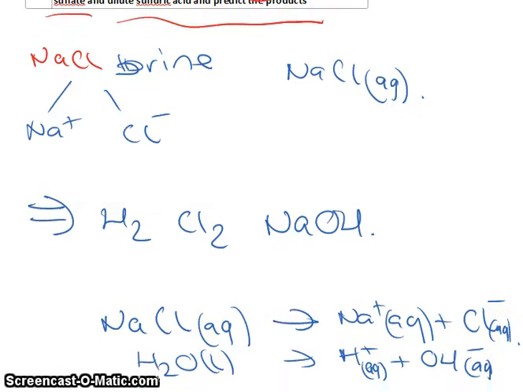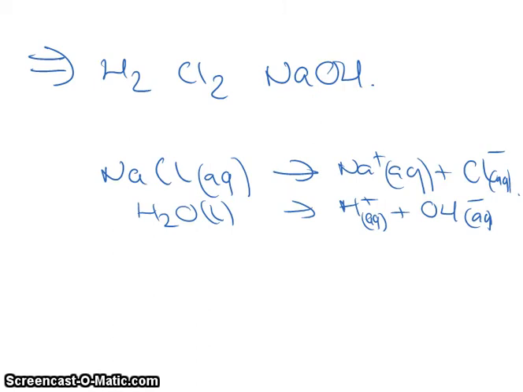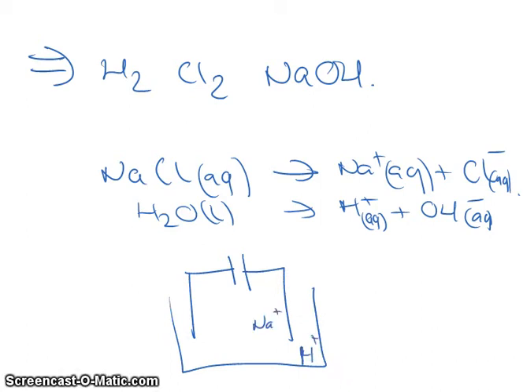Okay, so at the cathode then, so we're looking at the cathode and the anode. At the cathode, sodium and hydrogen will accumulate. So you can see here at our cathode, sodium and hydrogen ions are accumulating. Now, the hydrogen is preferentially reduced. So the hydrogen will be reduced to produce H2. So 2H+ gives you H2.